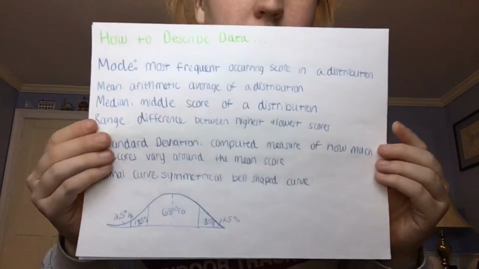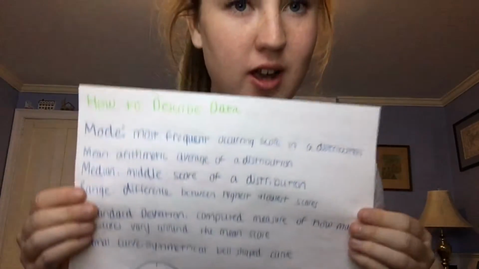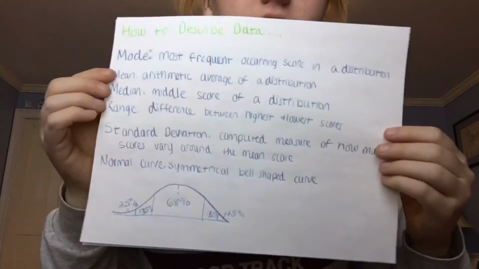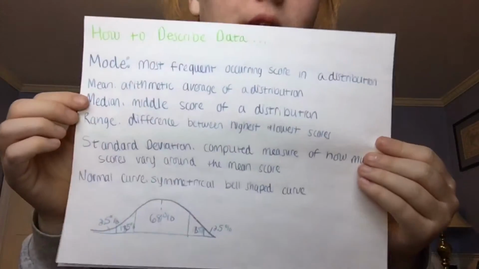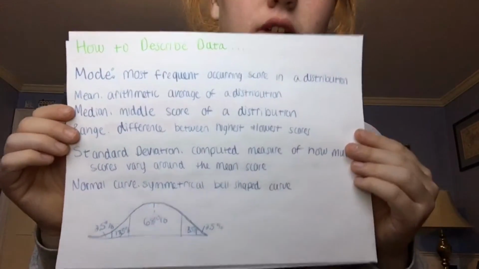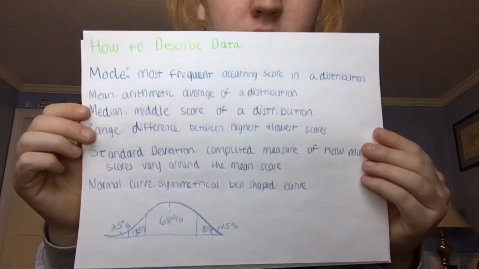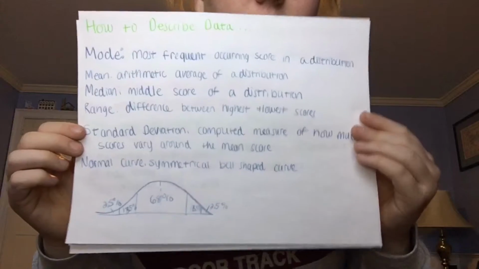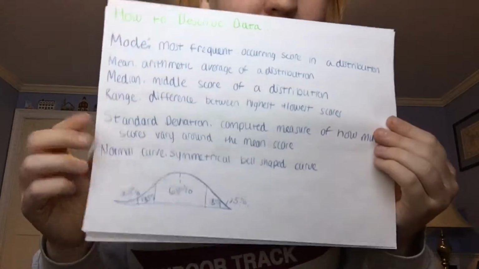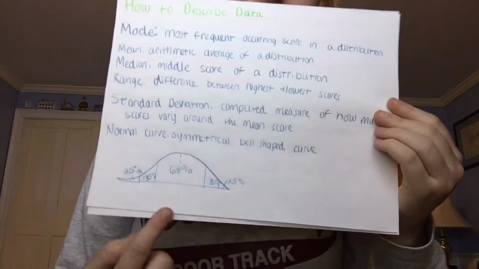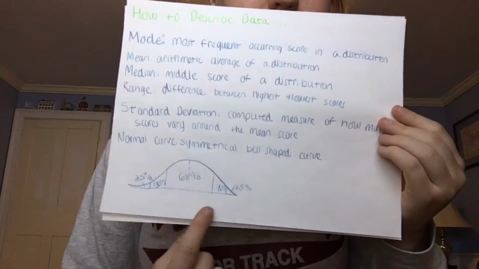How to describe data. You should know most of these by now. If not, take a stats class. Mode, the most frequently occurring score in a distribution. Mean, arithmetic average of a distribution. Median, middle score of a distribution. Range, difference between highest and lowest scores. Standard deviation, a computed measure of how much scores vary around the mean score. And then a normal curve, which is a symmetrical bell-shaped curve where approximately 68% of the data is within one standard deviation of the mean.